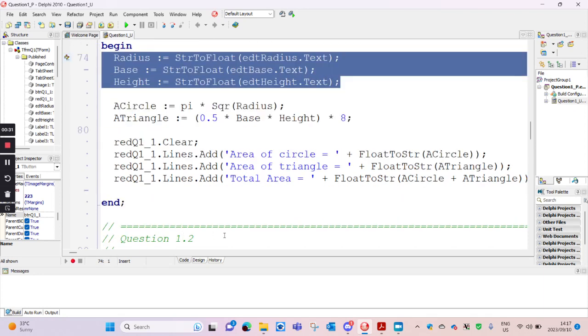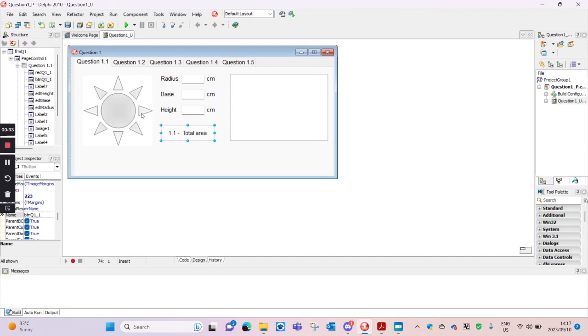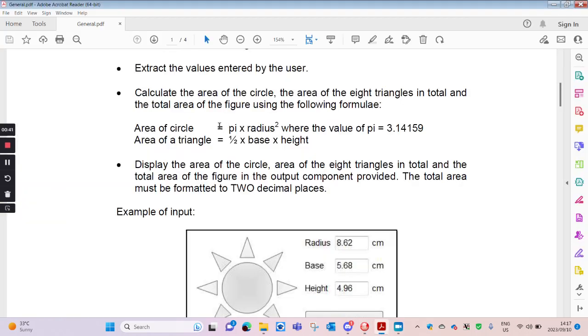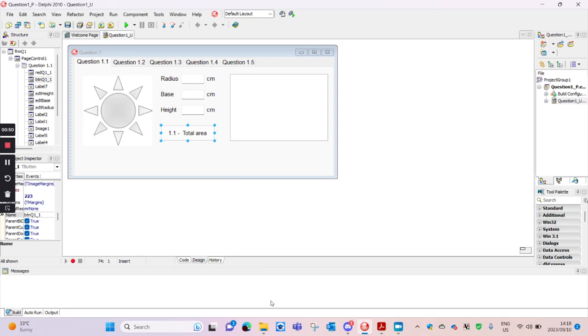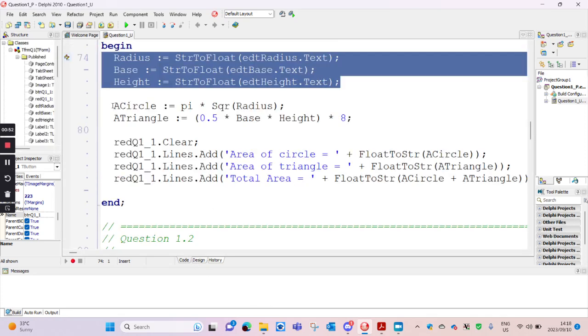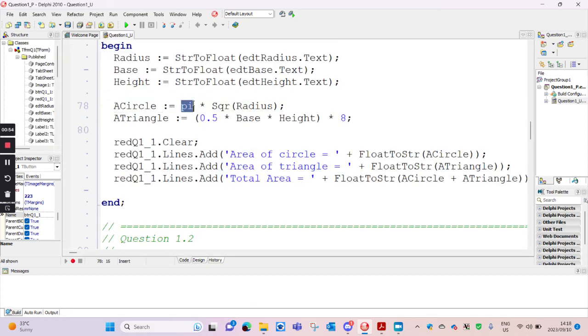Then second step, we wanted the area for the circle, and we wanted the area for the triangles. Now in the question paper they did give us the formula. They did say the circle, pi times radius squared. And they gave us the value for pi, even though we don't need it. So what we did for the circle, you can just use pi. If you use the word pi, it actually gives you the pi value. And then the square of radius.